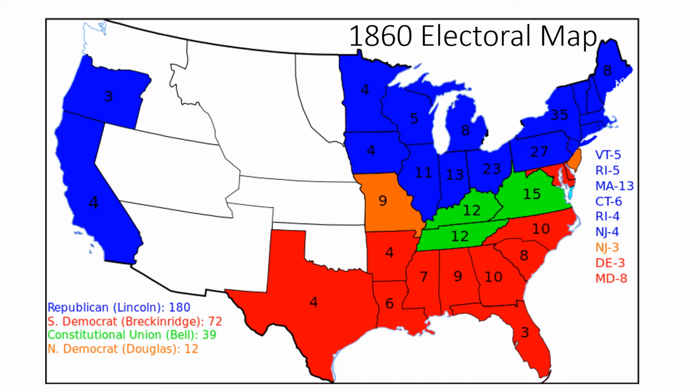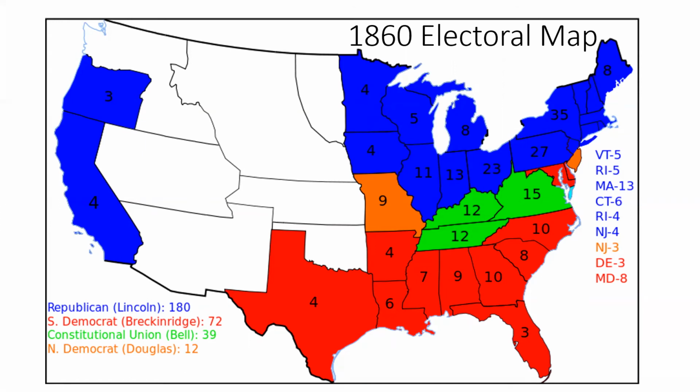He won all the northern states. He won the western states. And of course, the bulk of the population was in the big states in the north: New York, Pennsylvania, Ohio. These are the three largest states in the Union at the time, and Lincoln won all three.